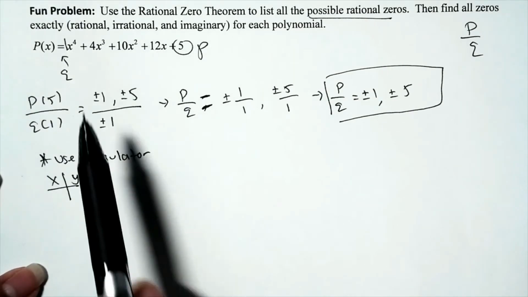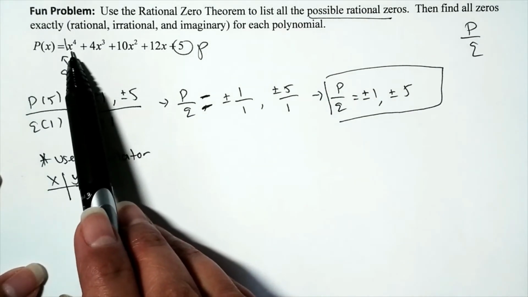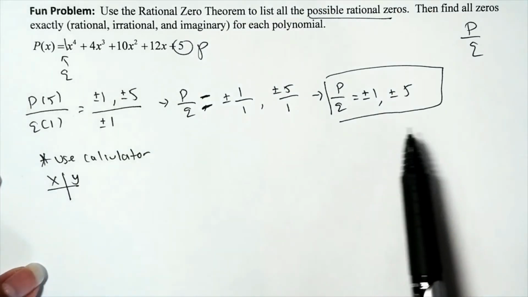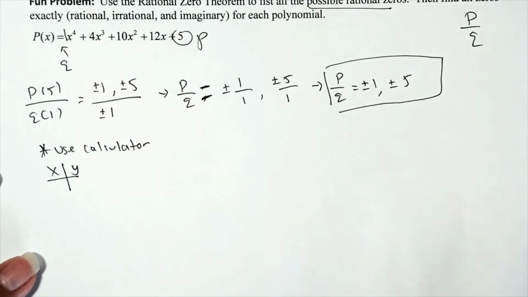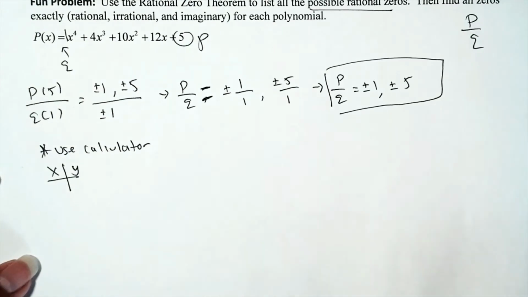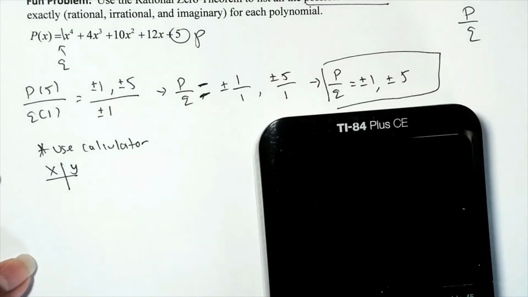at least one. So the degree is 4, so we're expected to have 4 zeros. Wouldn't it be nice if all 4 of them were rational zeros? Yeah, okay, sorry for the extra words. That's what happens when you get nervous.